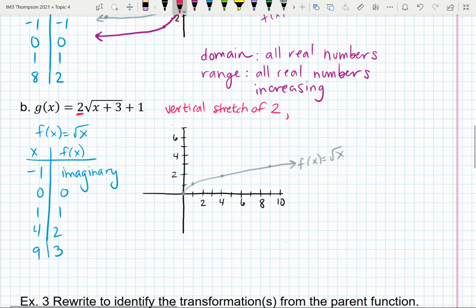All right, so the +3 underneath the radical is going to shift left 3, and the +1 on the outside is going to go up 1. The shifting of points is not too tough. We do need to be aware of the stretch also, though. Vertical stretch means the distance vertically is going to double.